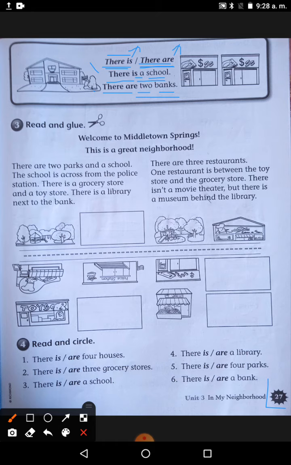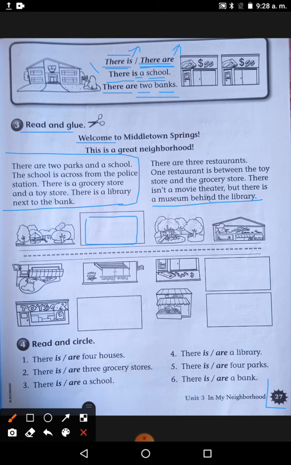Let's do activity number 3. Activity number 3 says, read and glue. Here you are going to read this information, and after you read, you have to glue the correct picture in this space according with the description here. Okay? Let's read. Let's practice our reading. Repeat after me at home.